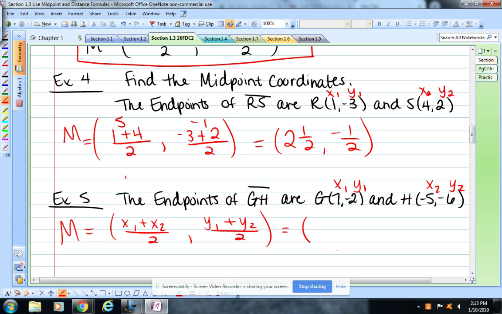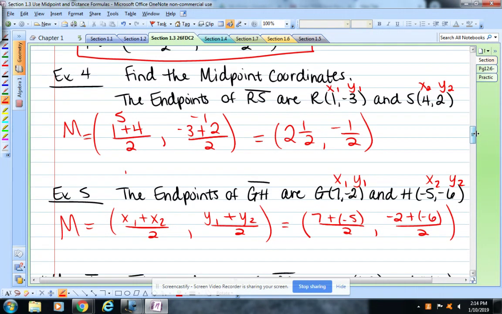So what is X1? 7. Plus, what's my X2? Negative 5. I'm going to divide that by 2 in a second. And what's my Y1? Negative 2. Plus, what's my Y2? Negative 6. And I'm going to divide that by 2. And put parentheses around it because it's an ordered pair. And ordered pairs have to have parentheses.